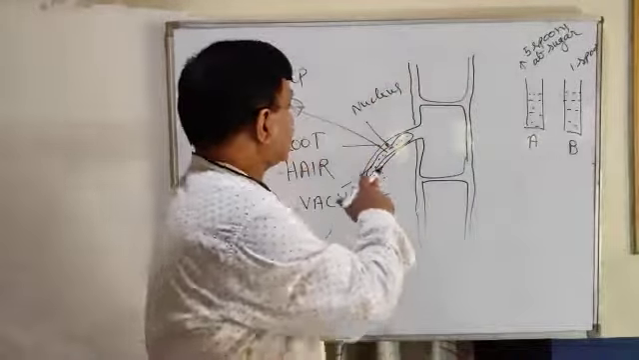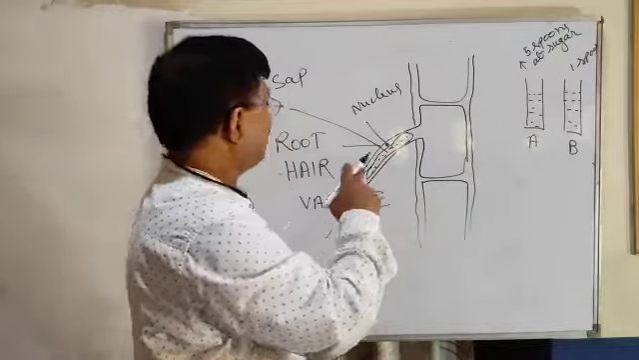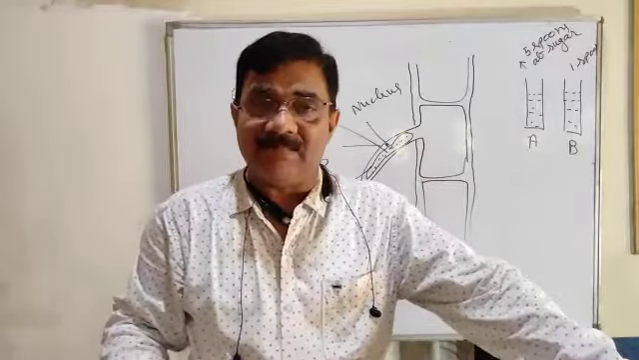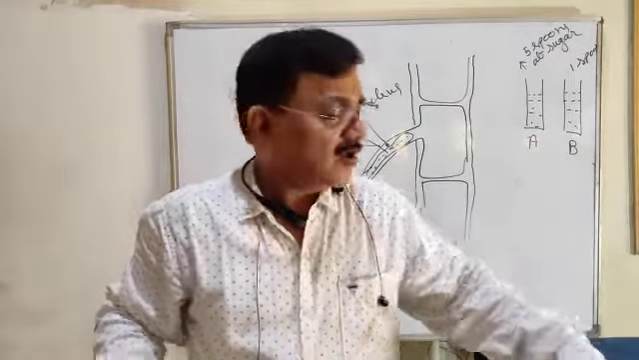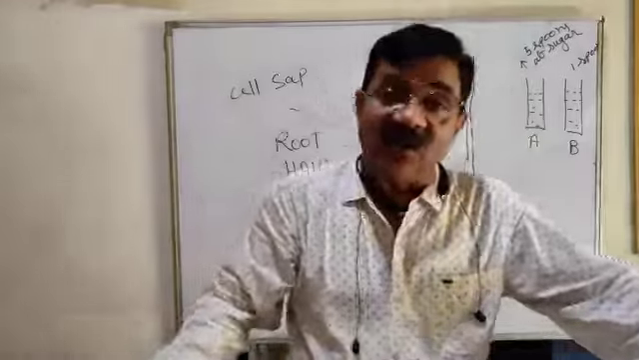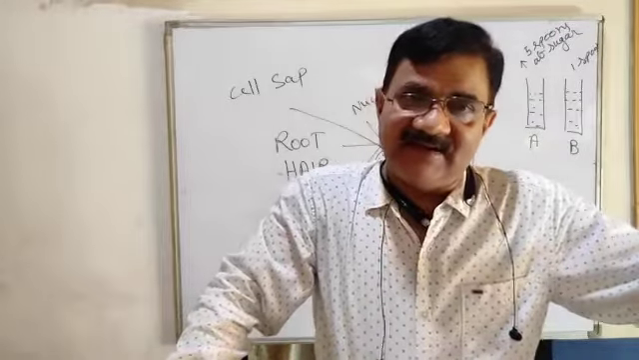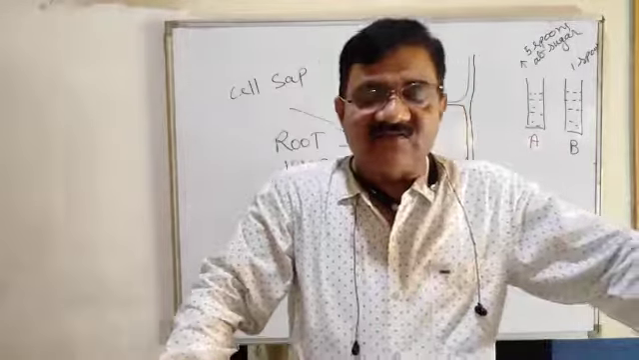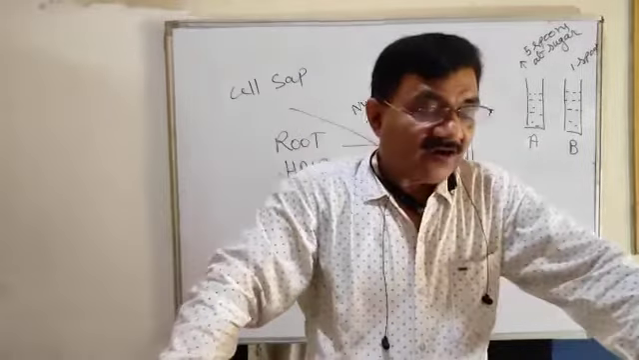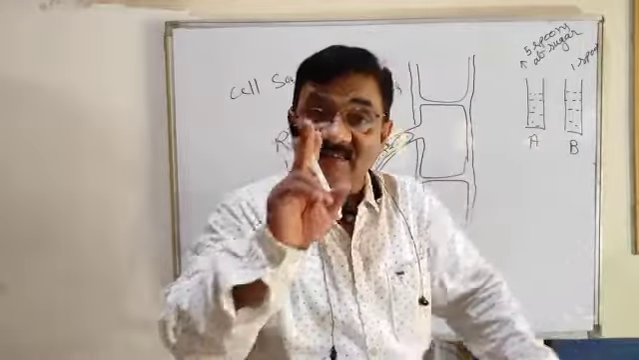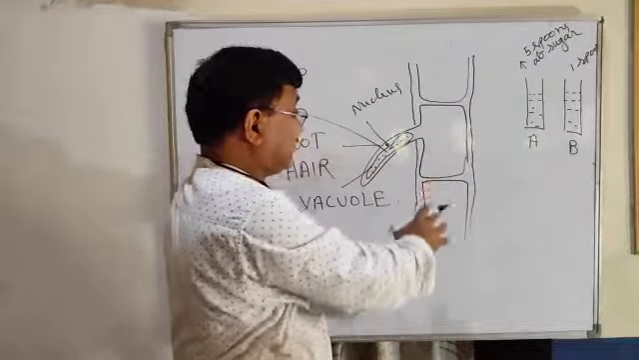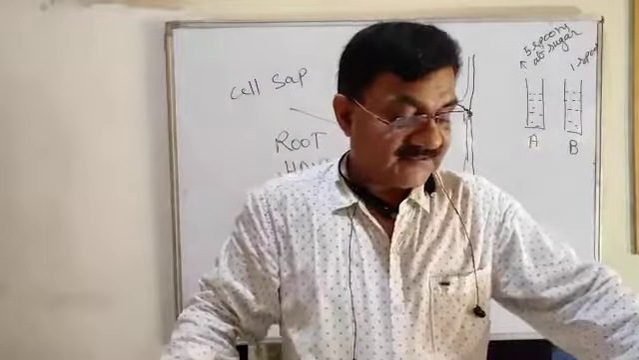I am talking about the concentration of the solution present inside the vacuole, meaning the concentration of cell sap is higher compared to the other cell parts. Why? Because certain salts are dissolved in that cell sap, and due to this only the concentration is higher. So this is the second characteristic that helps the root absorb water.